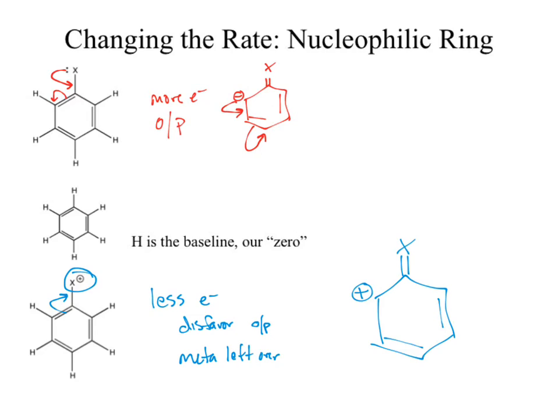If atom X has more electrons, we now put negative charge at the ortho and para positions. It is more active and more likely to react. Okay? So we can speed the reaction in that case. We will pick up there next time.